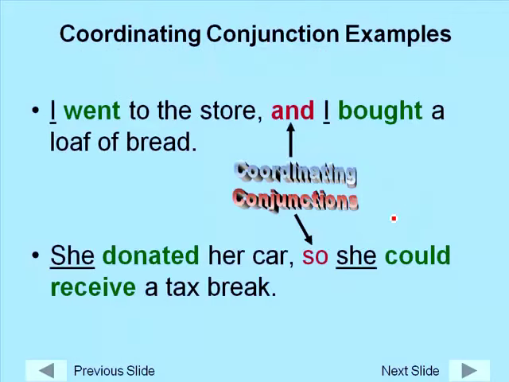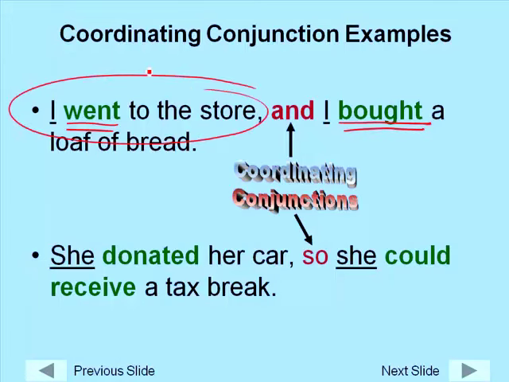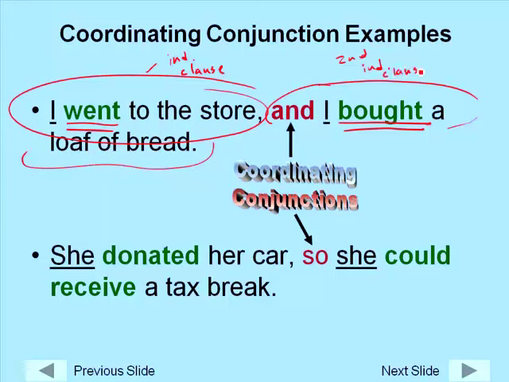Here's a couple of other examples. I went to the store, comma, and I bought a loaf of bread. She donated her car, comma, so she could receive a tax break. And notice we've got a subject and a verb, a subject and a verb. And so this whole part here could be a complete sentence. It's one independent clause. And from here on is a second independent clause. And again here, same thing. So we've got independent and independent.